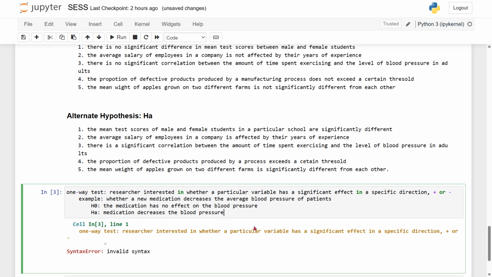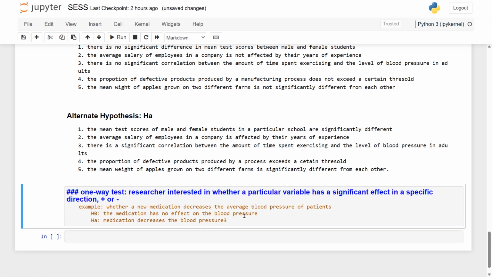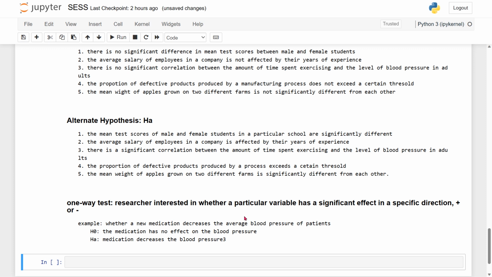If we say it may increase or it may decrease, we are not sure, but something will happen, this or that, in that case the alternate hypothesis is two-way. It's a two-way test. But here we are saying the medication decreases the blood pressure. That means it is a one-way test, because the alternate hypothesis specifies the direction of the effect, a decrease in blood pressure.